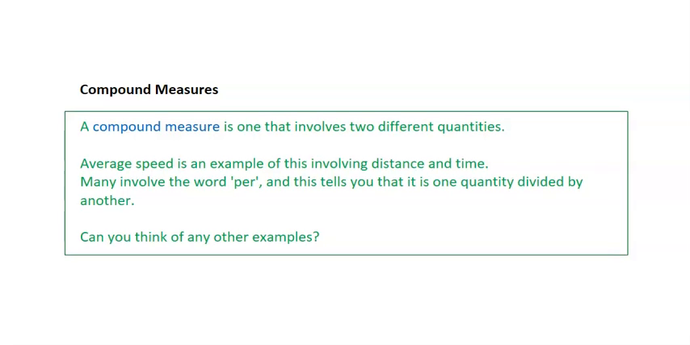So a compound measure is one that involves two different quantities. So you've got kilometers per hour, meters per second. Average speed is an example of this. You've got distance and you've got time, and as I had just given in the examples, many involve the word per. This tells you that it's one quantity divided by another. Have a think. Can you think of any other examples?